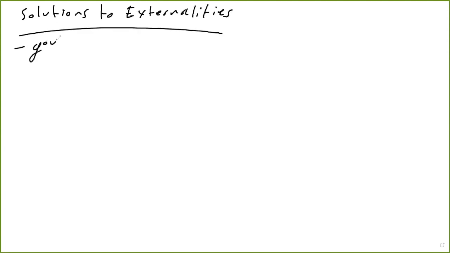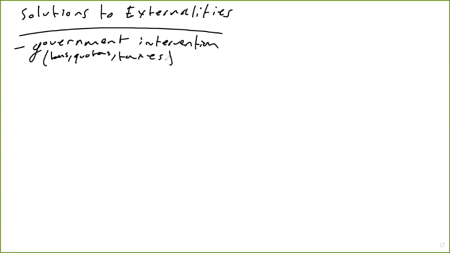So in the previous video, we were talking about solutions to externalities. And all the solutions we talked about involved government intervention. So we had bans and quotas and taxes. But there's one more solution I want to talk about, which I think deserves its own lecture because it's kind of unique, what's referred to as the Coase Theorem.